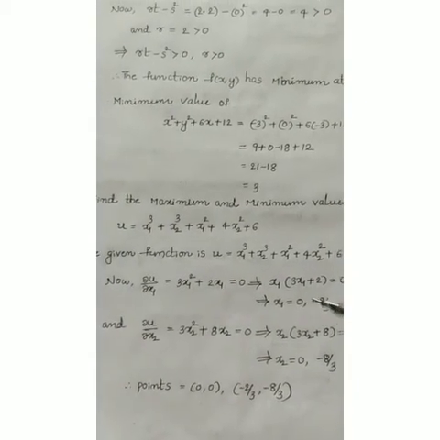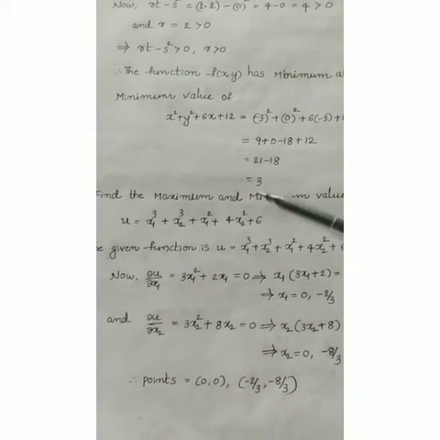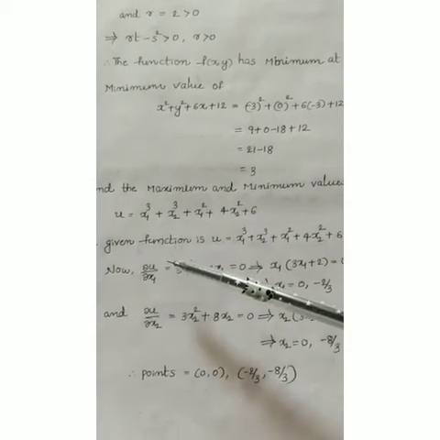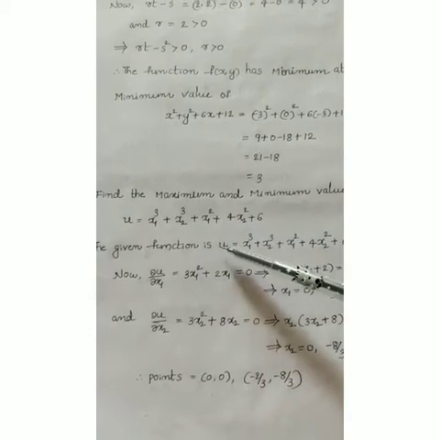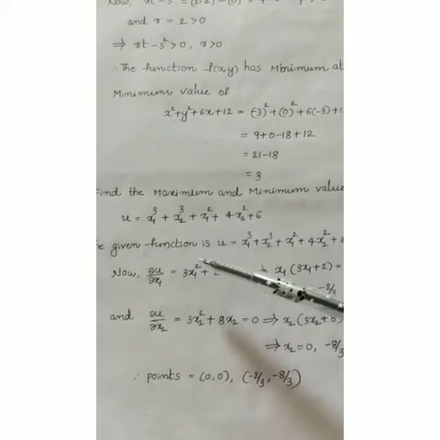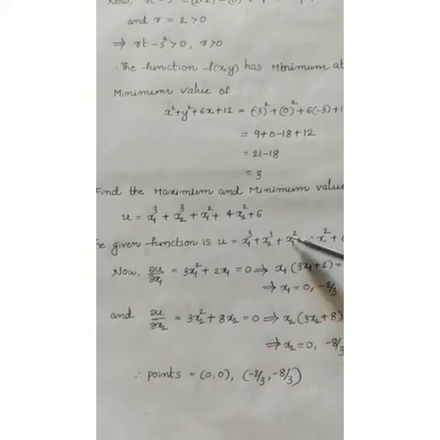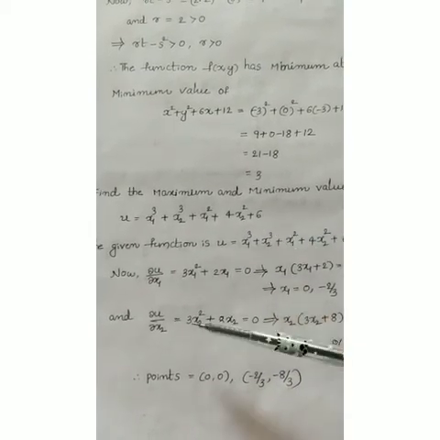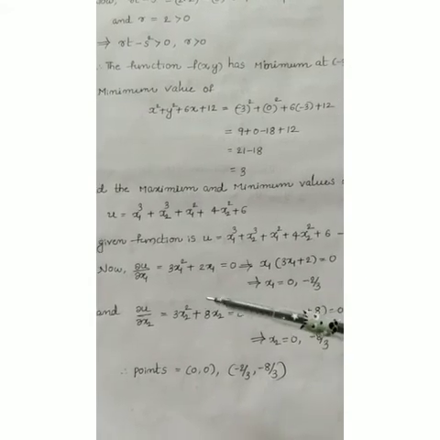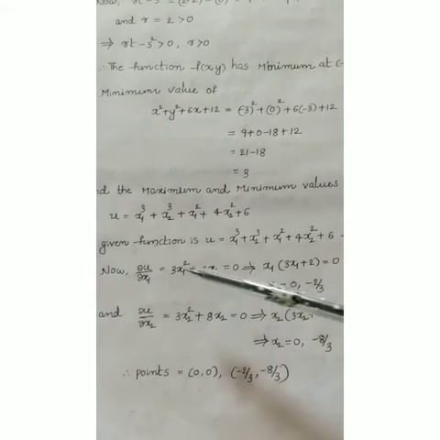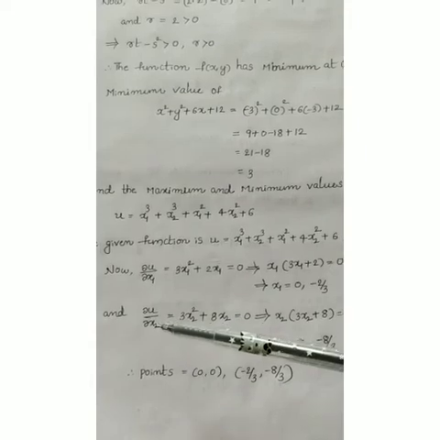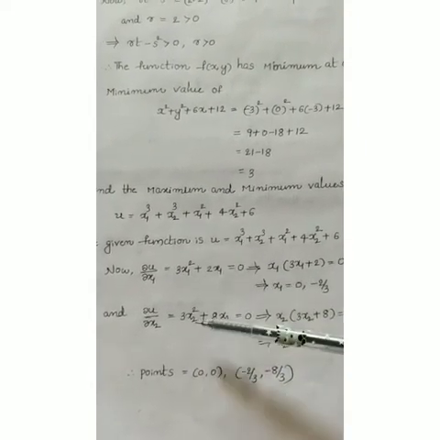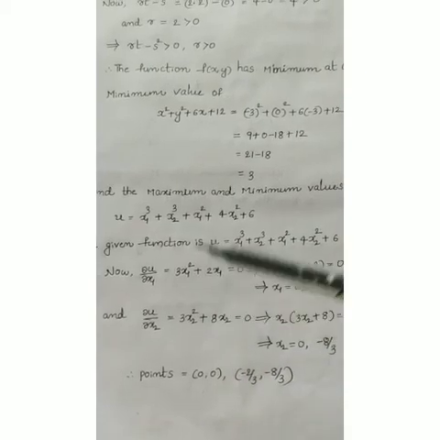Then we have to find the first order partial derivatives, that is ∂u/∂x1 and ∂u/∂x2. Differentiating u with respect to x1, we get 3x1² + 2x1, and ∂u/∂x2 equals 3x2² + 8x2. Now equating ∂u/∂x1 and ∂u/∂x2 to 0, that is 3x1² + 2x1 = 0 and 3x2² + 8x2 = 0.